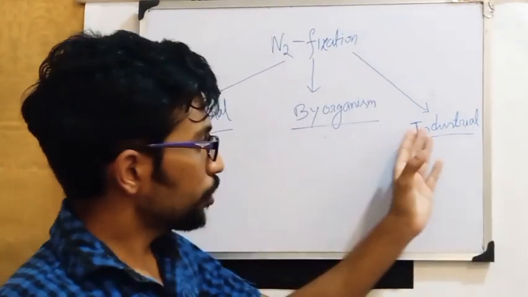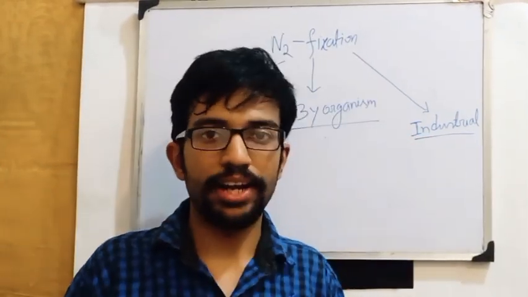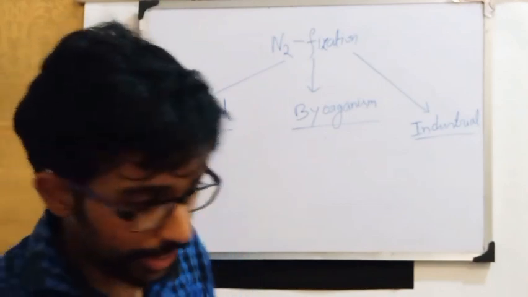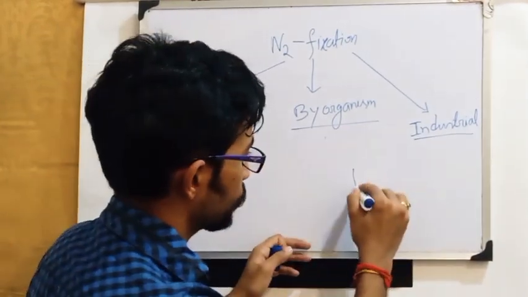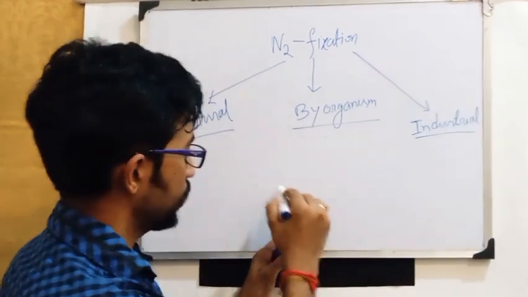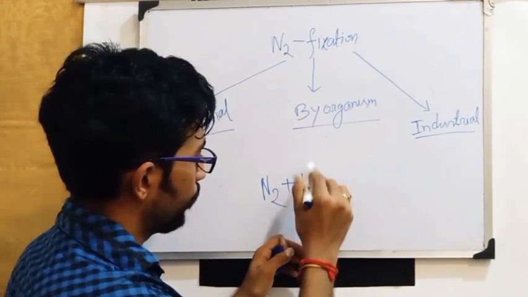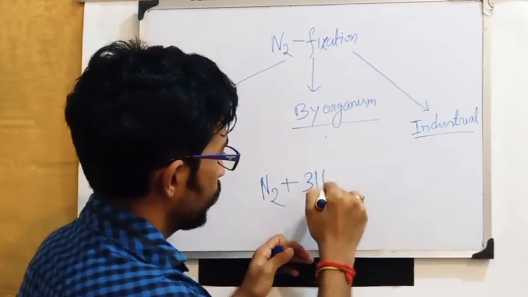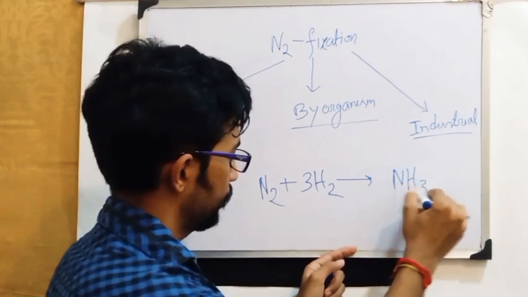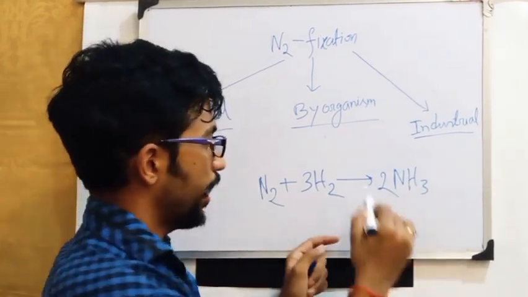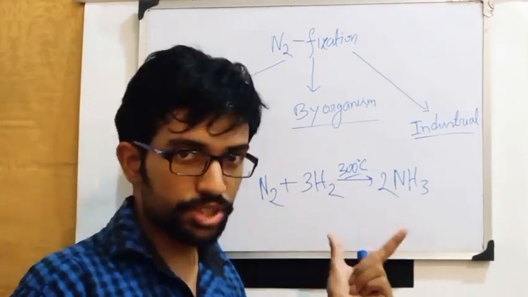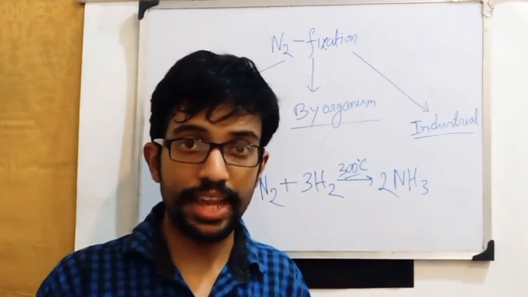The third process is the industrial process by which we can produce ammonia. In this process, the nitrogen is fixed into ammonia, from nitrogen and 3H2. This process is also called the Haber process, which is represented by this reaction: N2 plus 3H2 gives 2NH3. Here, a temperature of 300 degrees centigrade is needed for this particular reaction, which is also called the Haber reaction.